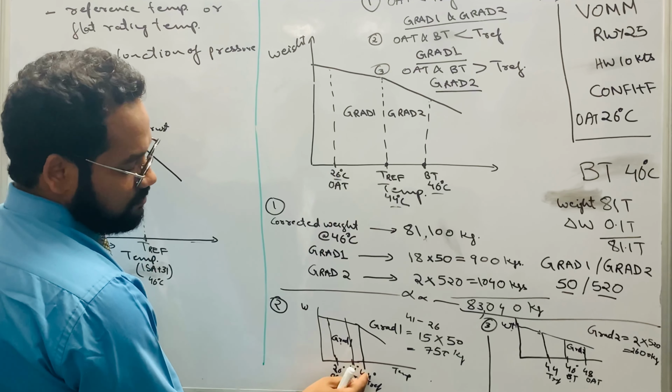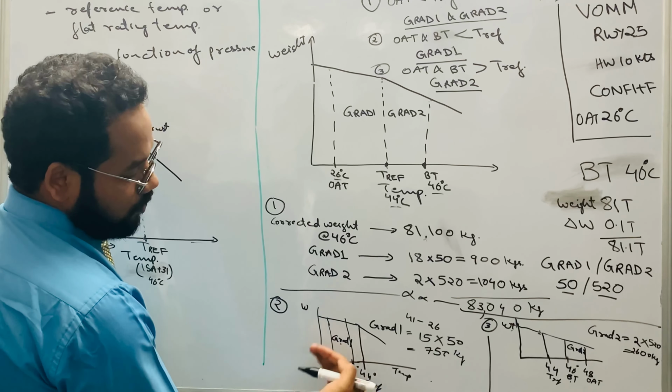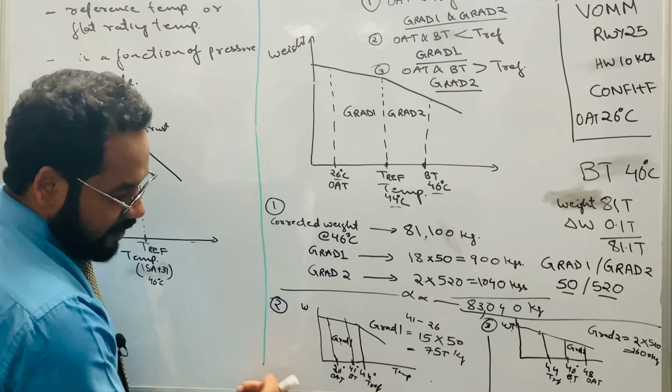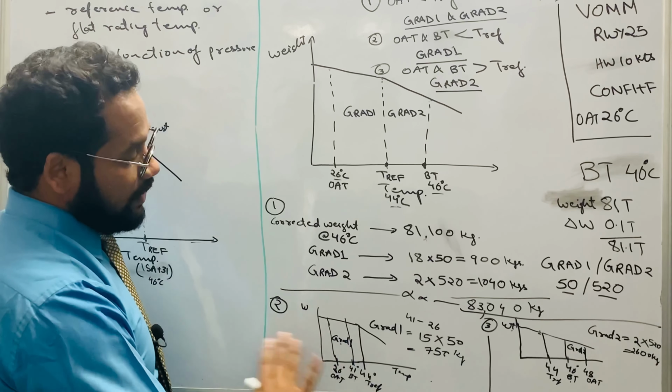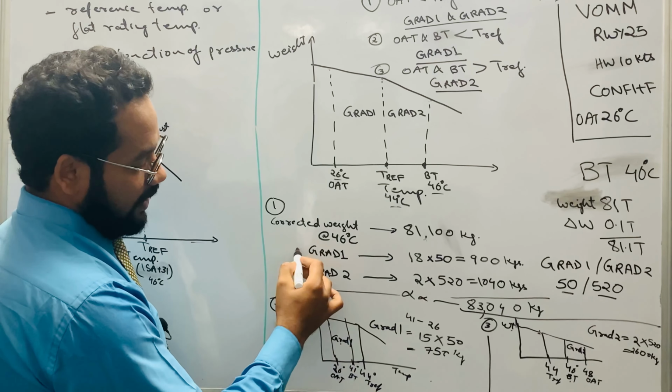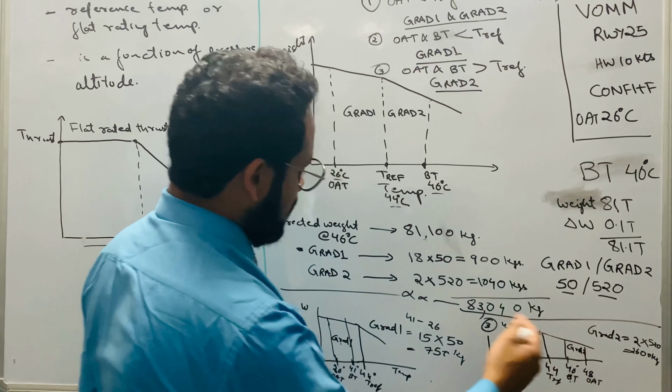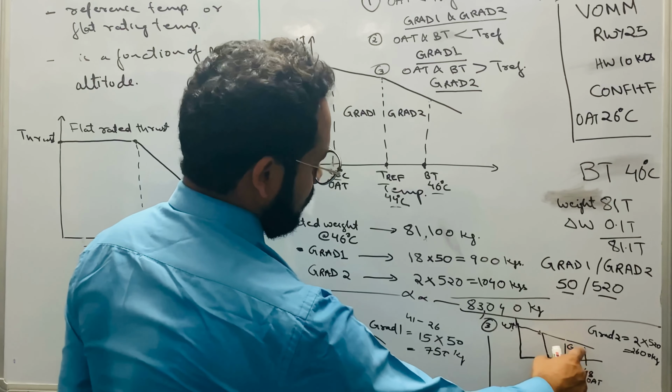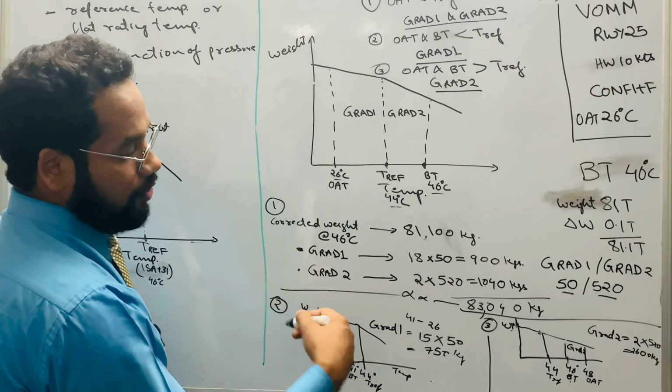So this is the TREF. If both the values, OAT and lowest temperature, are on the left side of TREF, then only grad 1 correction will be applicable in that case. And if both the values, lowest temperature and OAT, are greater than TREF, then only grad 2 correction will be applicable in that case, like this. So how do you apply the corrections?